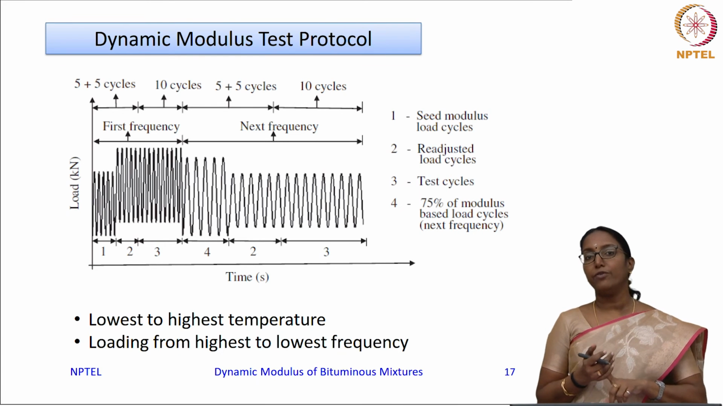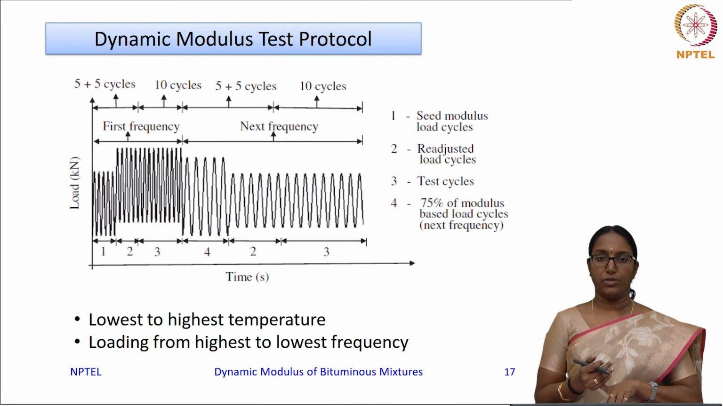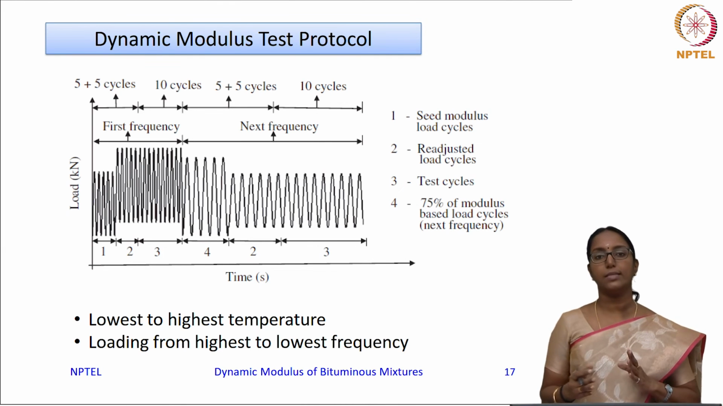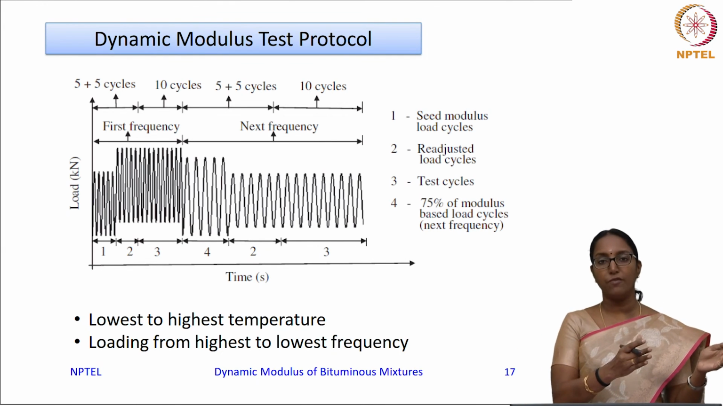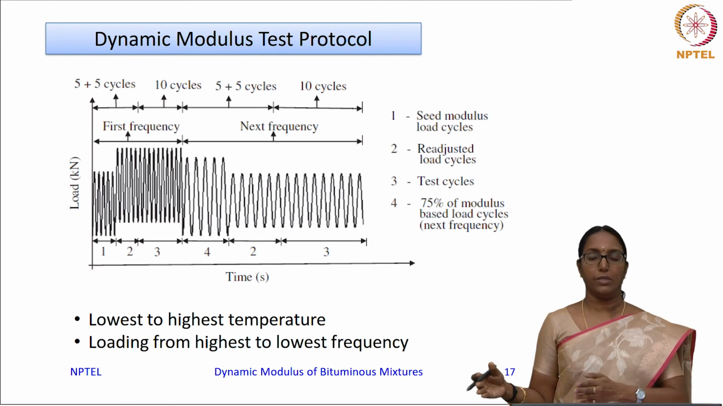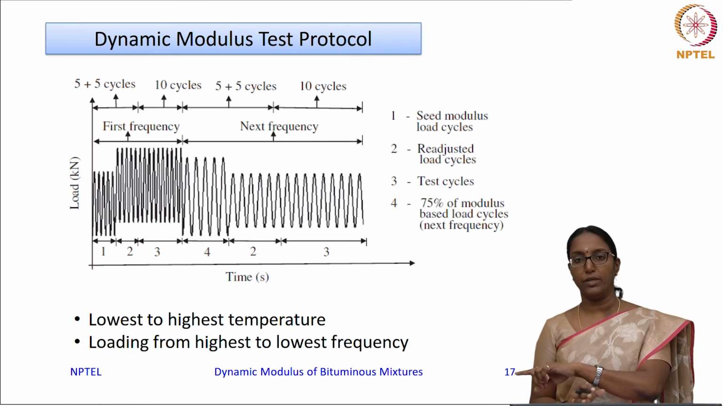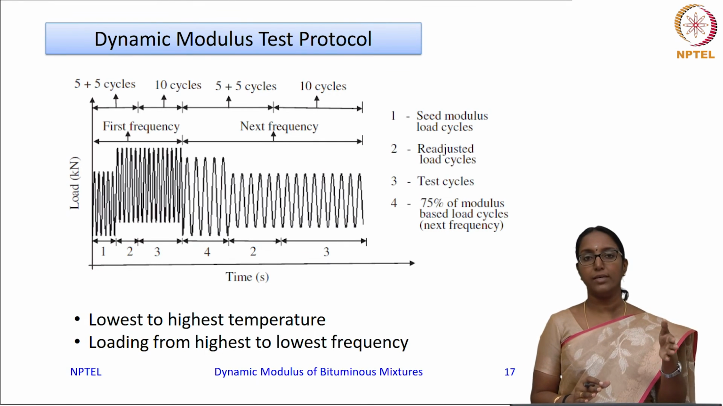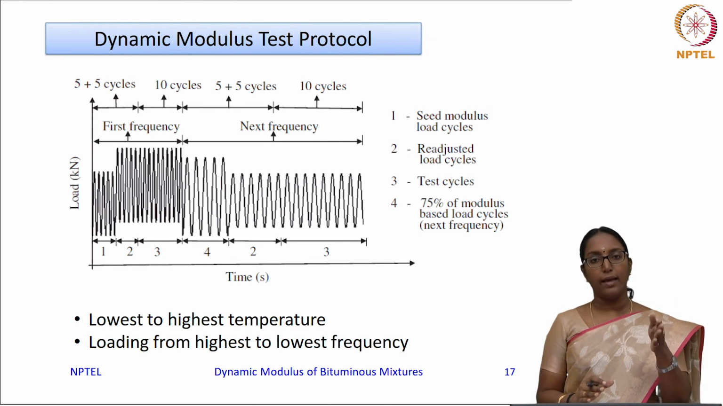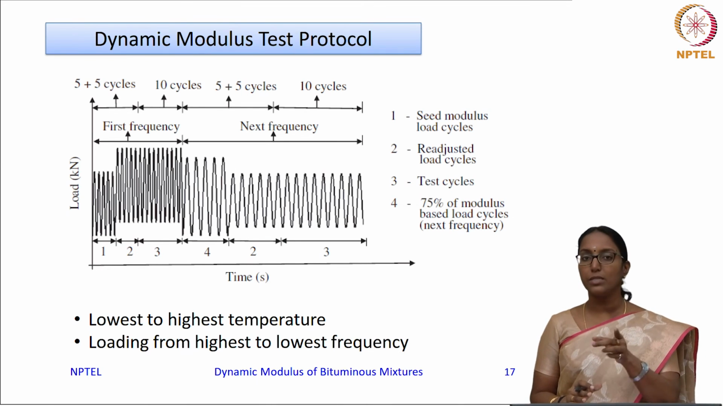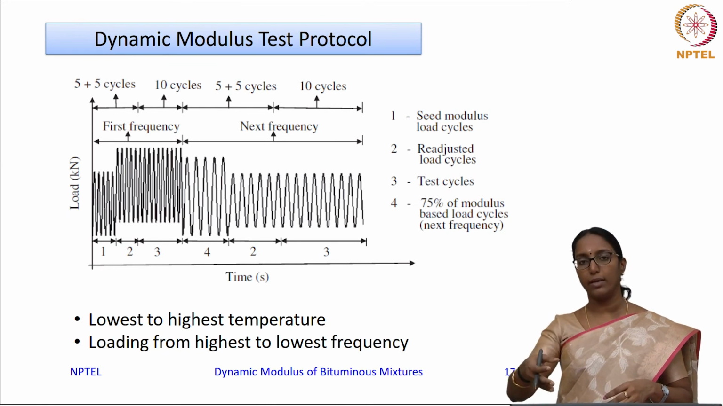If you have to test a sample at a particular temperature, at that temperature you will do all the frequency sweeps. So you will start from the highest frequency first and then go to the lowest frequency. Say for example, you are testing from 25 Hz to 0.01 Hz. You will go first with 25 Hz frequency testing, and then immediately without any rest period you go to the next frequency of say 20 Hz, then you go to 10 Hz and so on.